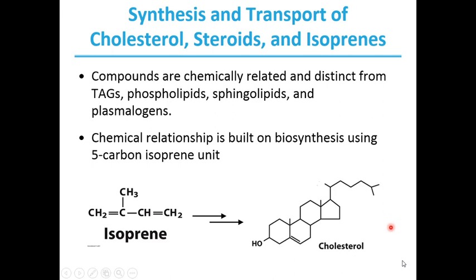Cholesterol is an essential molecule in many animals, including humans, but it is not required in the mammalian diet. The reason is that all cells can synthesize cholesterol from simple precursors, such as isoprene. Isoprene is the basic building block of all steroids and cholesterols.